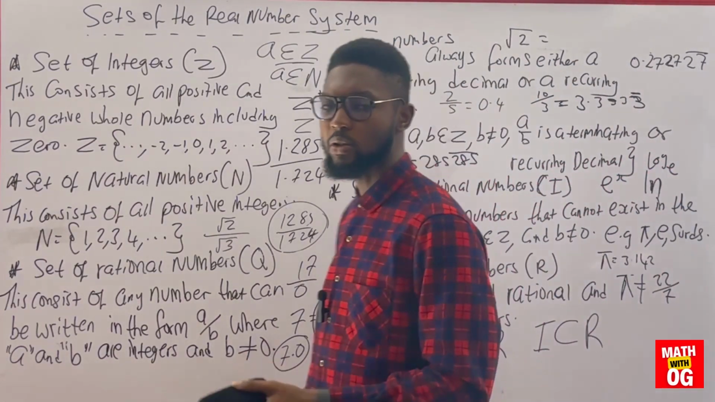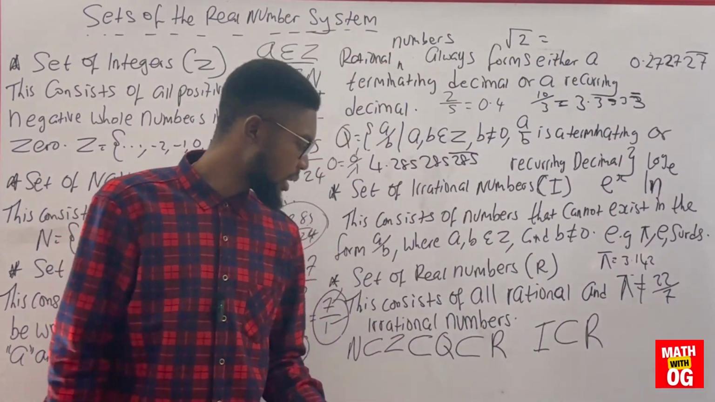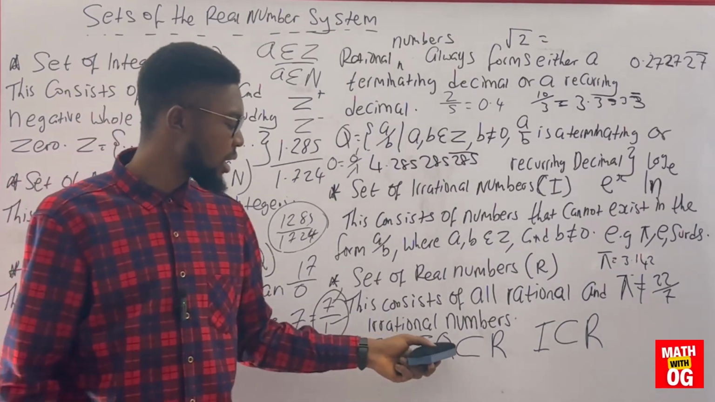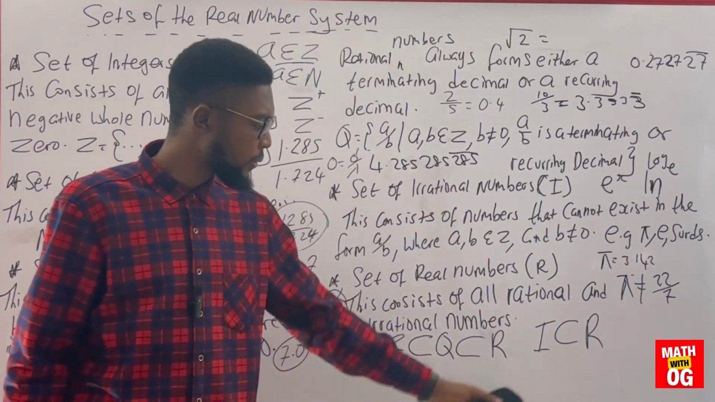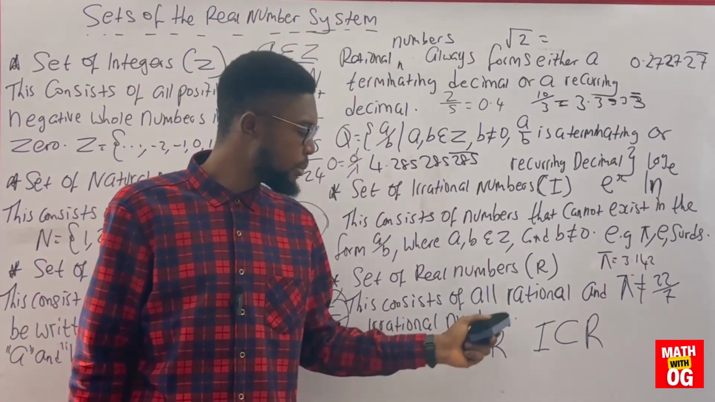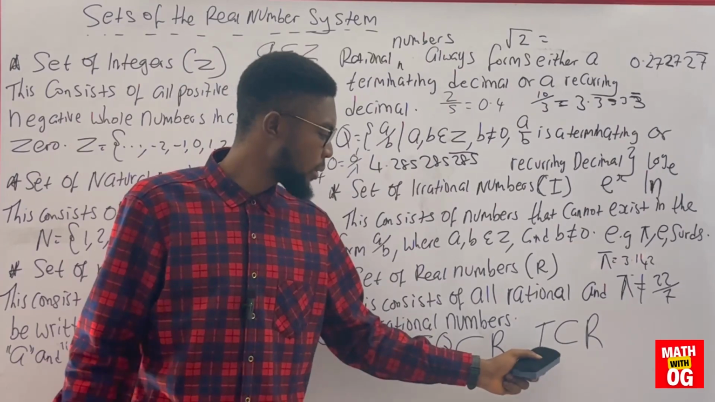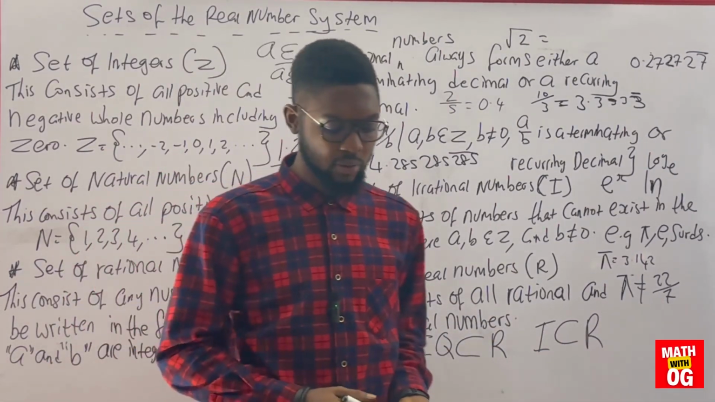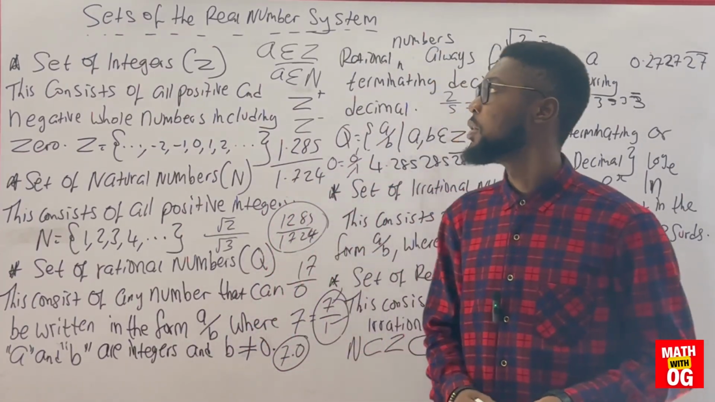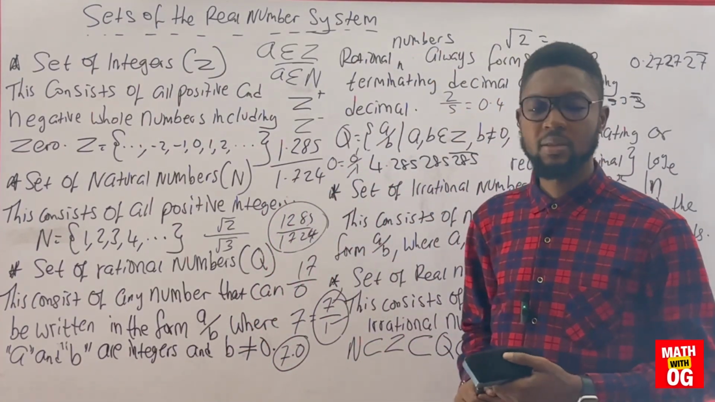We've not done the complement of a set. I would have added one last thing, where I would say your rational number is the complement of irrational number, and also irrational number is the complement of rational number. So when we get to complement of sets, you will understand that better. So that's that for the set of real number system.